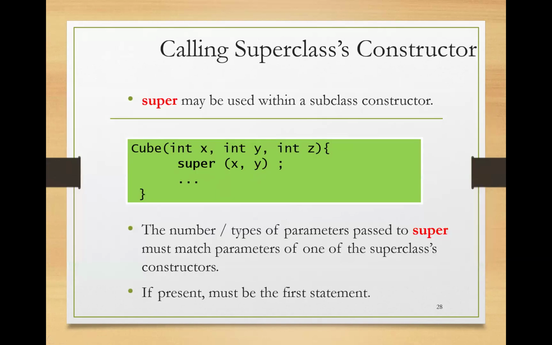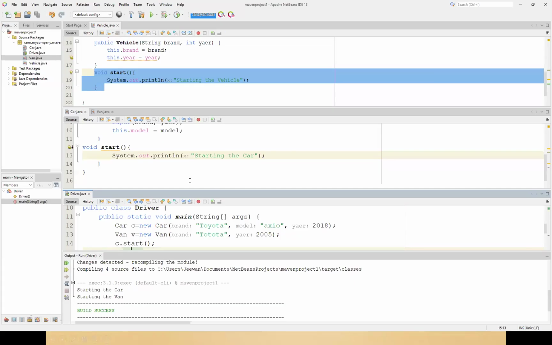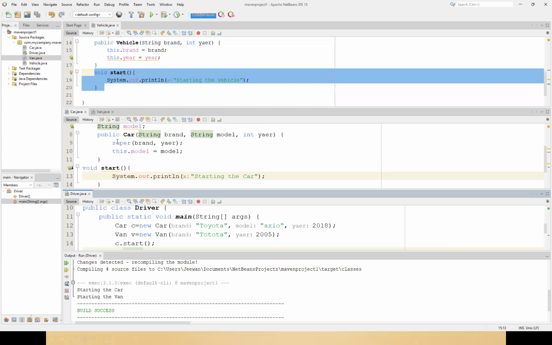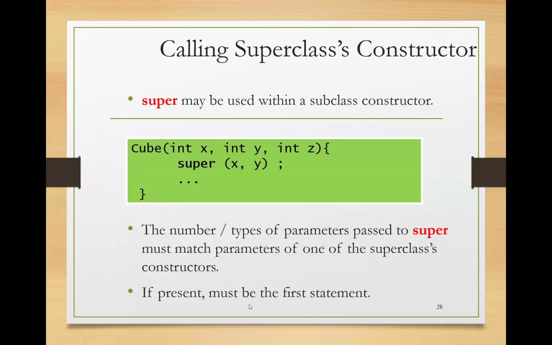Right, this is how we call the superclass constructor that we have discussed already. I have shown you. If you are calling the superclass constructor using the super keyword, then it has to match the parameters of the superclass constructor. And if present, it has to be the first statement. Here also, you can see we have already used calling the superclass constructor. So it has to be the first line.